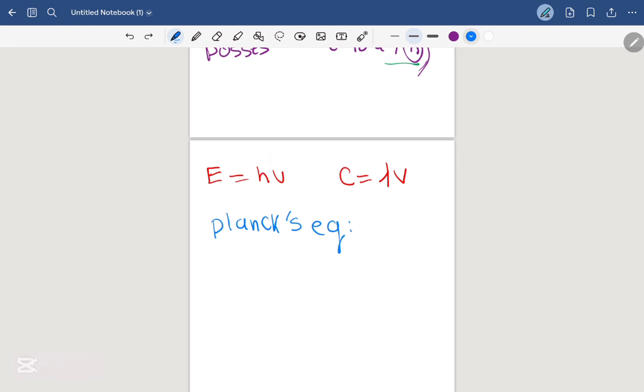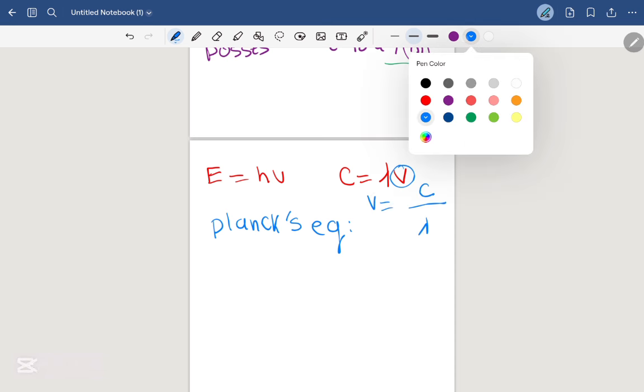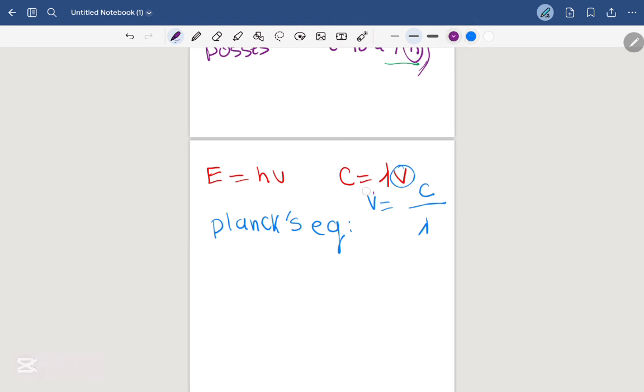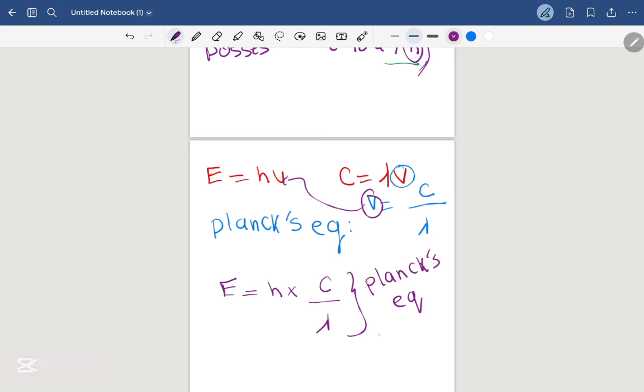So v is equal to the speed of light over the wavelength. And he said, what happens if I substitute v over here? It's going to be E is equal to h times c over lambda. Oh my goodness, it's a new equation. Even though it's the same exact thing, it's a new equation, which is basically the expanded form of Planck's equation. We're going to write in big red, expanded.